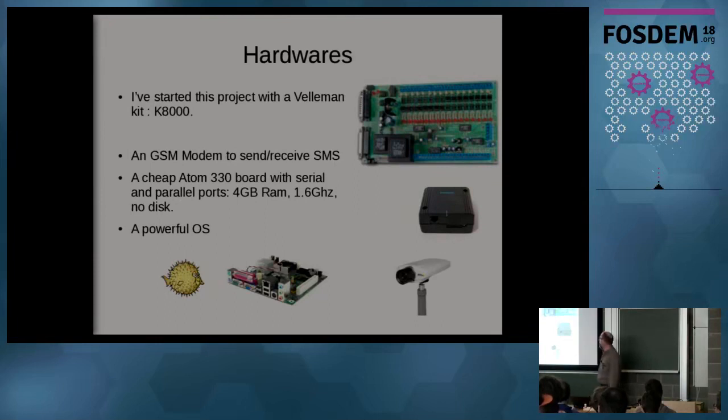I have a small board. Currently I'm using an Atom board, just because of power consumption. It's cheap and low power consumption, so it's perfect for this kind of usage. 4 GB of RAM is far enough, with a small CPU, and I'm not using a disk for the moment. I will explain why. I'm using small Axis cameras. I bought them on eBay. They are cheap and they are working quite nicely.